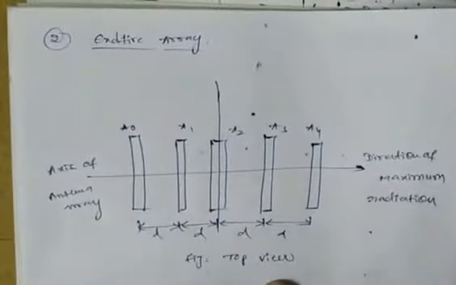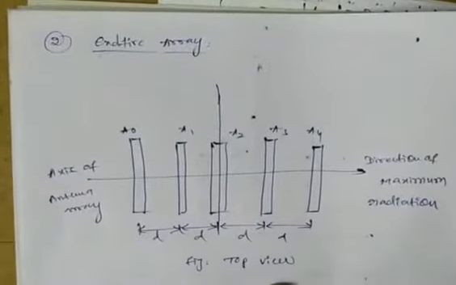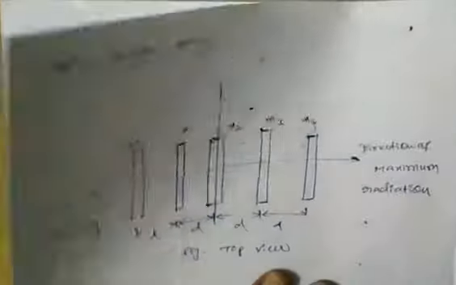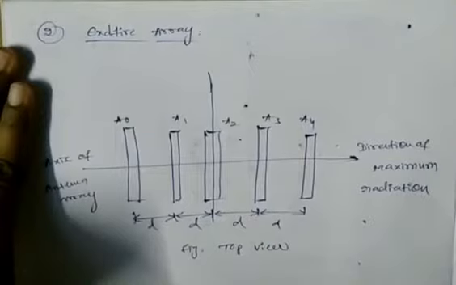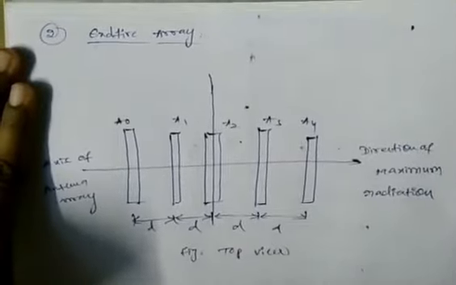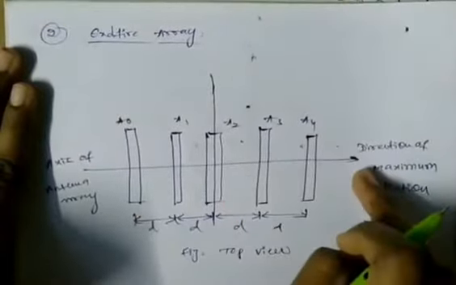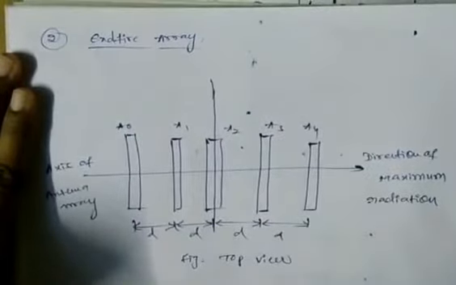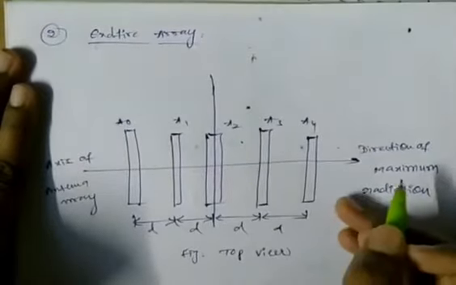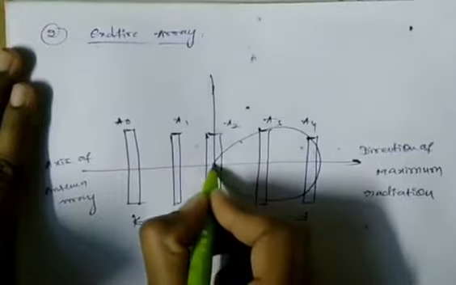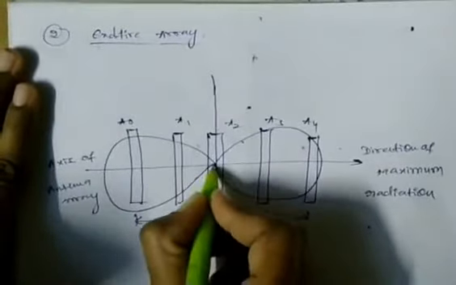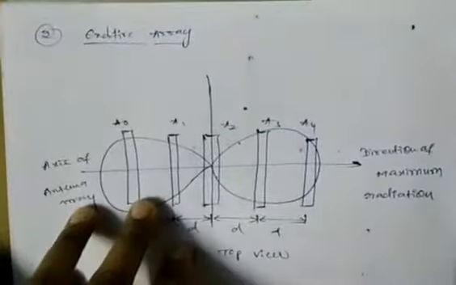Coming to the end fire array, this diagram is similar to the broadside array only. But where is the difference? The direction of maximum radiation is different here. In the broadside array, the direction of maximum radiation is perpendicular to the antenna array axis. In the end fire array, the maximum radiation coincides with the antenna array axis.